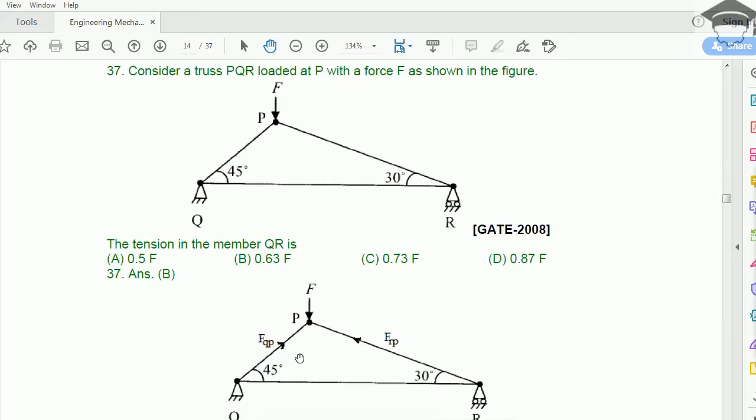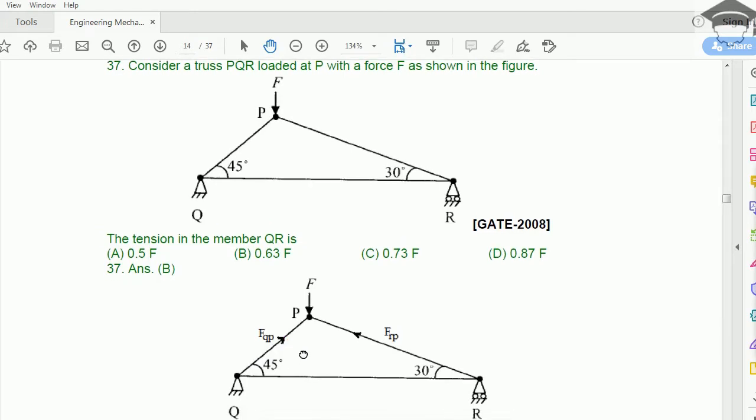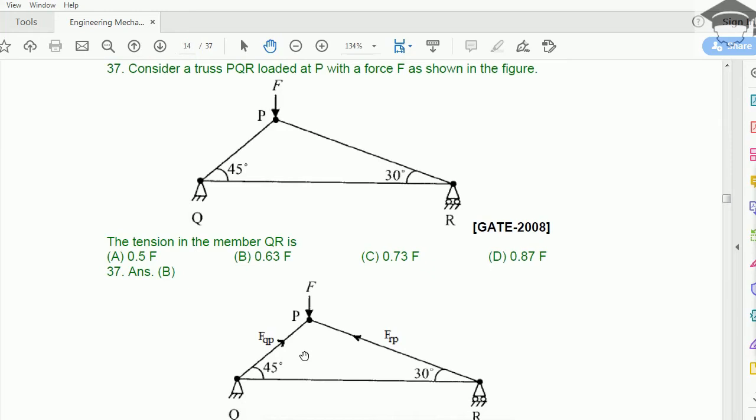So let's start with the video. In all the questions of trusses, those can be done using two methods. One is the method of joints, the other is the method of sections. The third method, which can also be applied, is the force triangle.